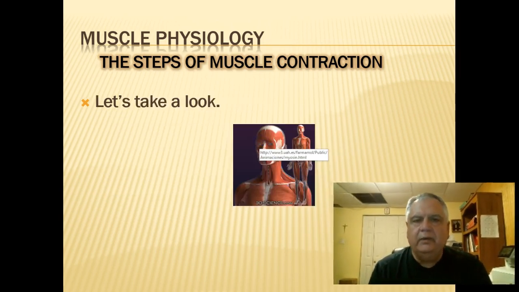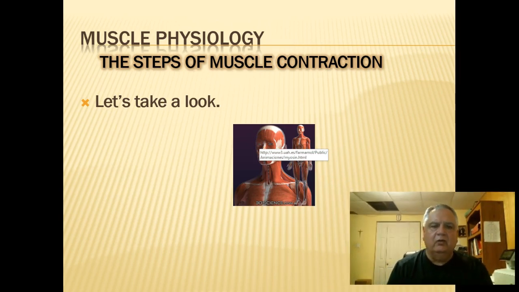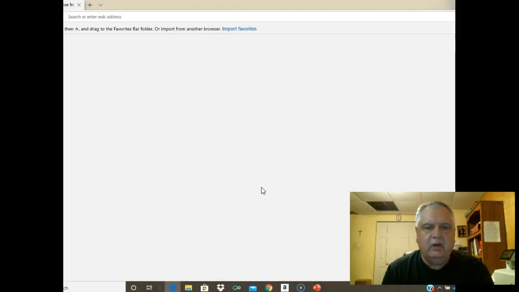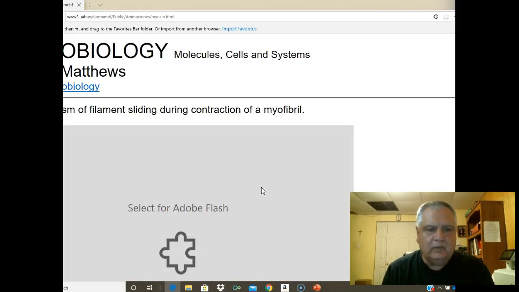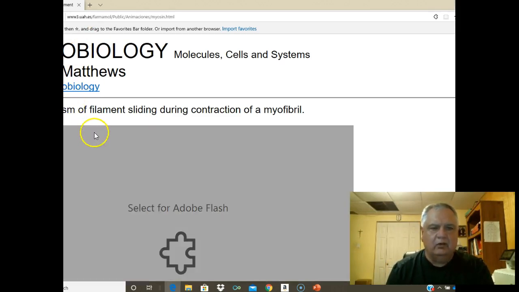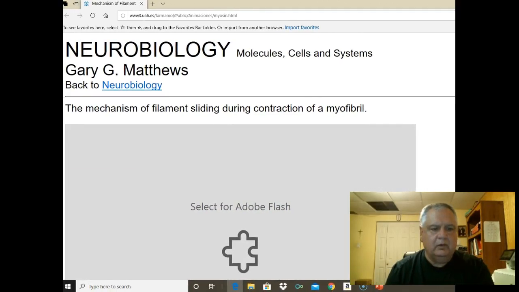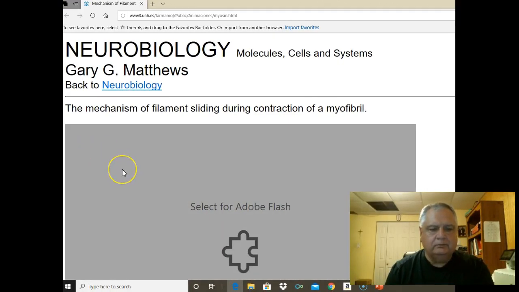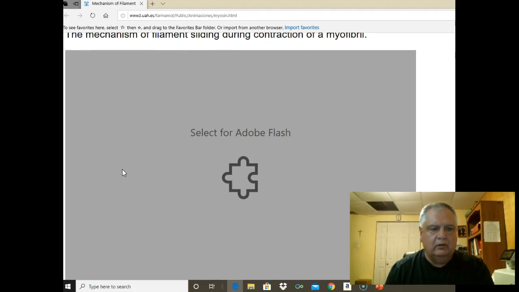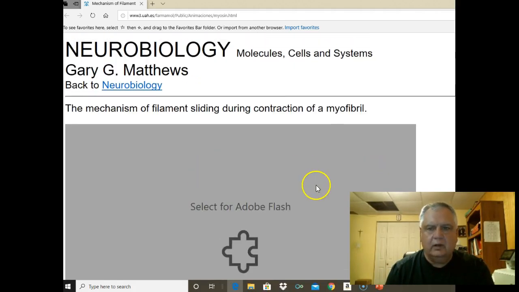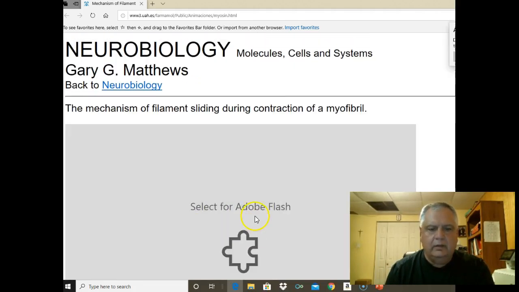Okay, to help you better understand this, let's take a look at how the process actually occurs. I'm going to show you an animation. This animation is also in Canvas, and you'll be able to take a look at it there. Okay, so let me just bring this up. I guess I'll have to allow Adobe Acrobat.